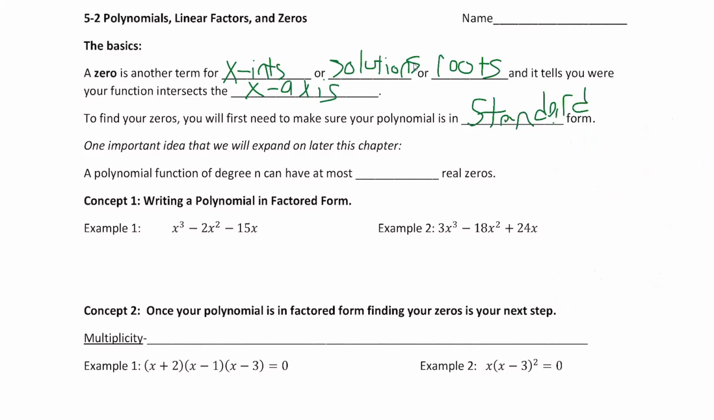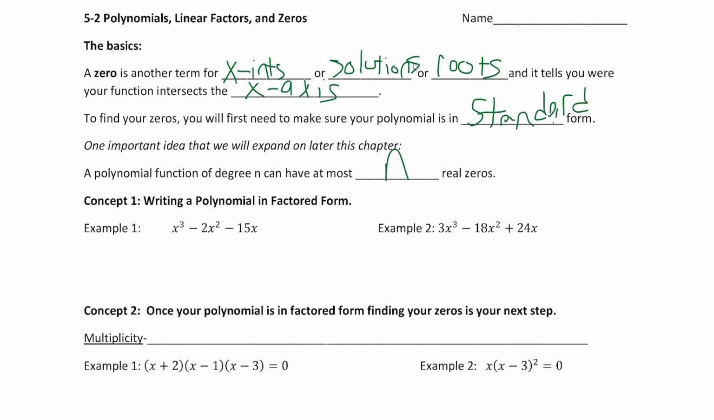One idea we're going to talk about a lot more later in this chapter is that a polynomial function of degree n can have at most n real solutions. So if you have an x squared, your highest degree is 2, so you're going to have at most two places where it crosses. If you have x to the fourth, you're going to have at most 4 real x-intercepts. Eventually we'll talk about something called the fundamental theorem of algebra, which expands on this a little bit later.